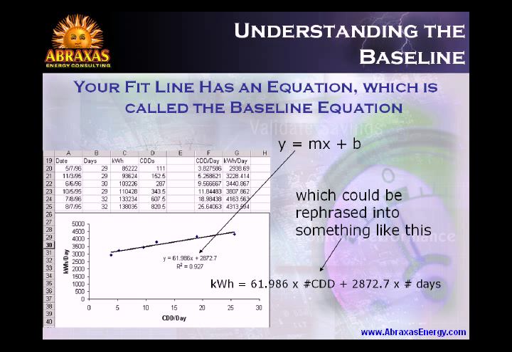2,872.7 times number of days is the non-temperature sensitive consumption. This would be the amount of energy used for lighting, computers, etc. The rest of the equation represents what is used for cooling the building.